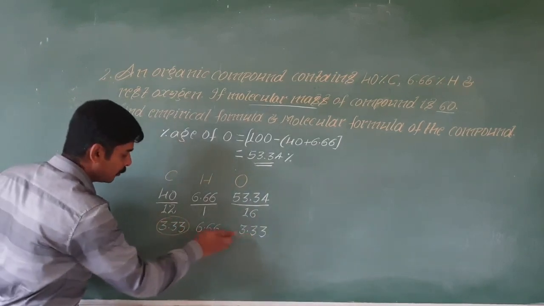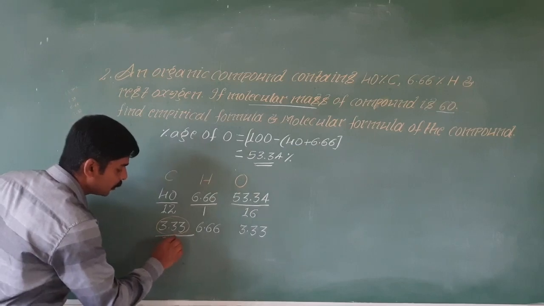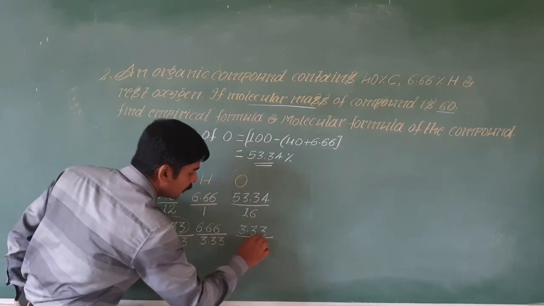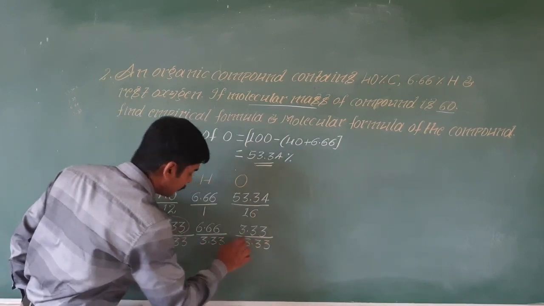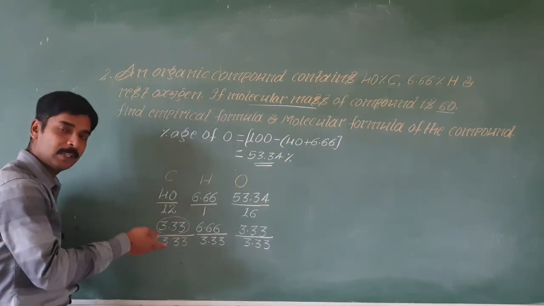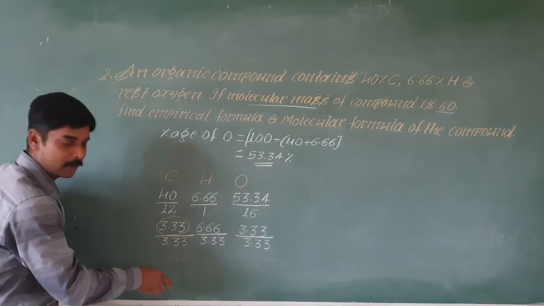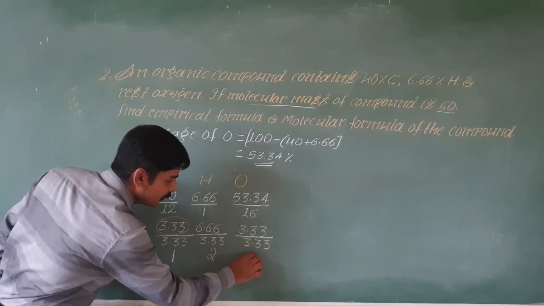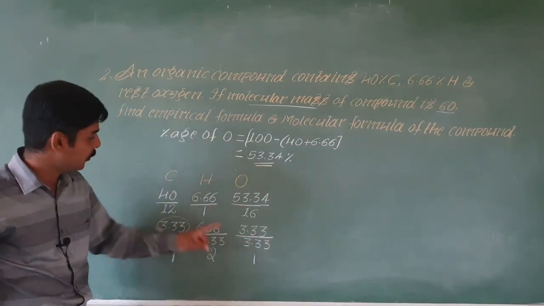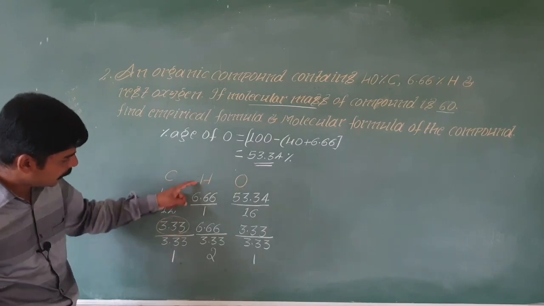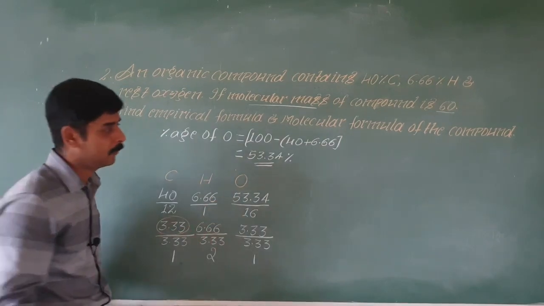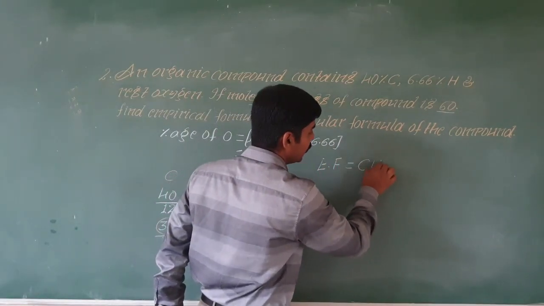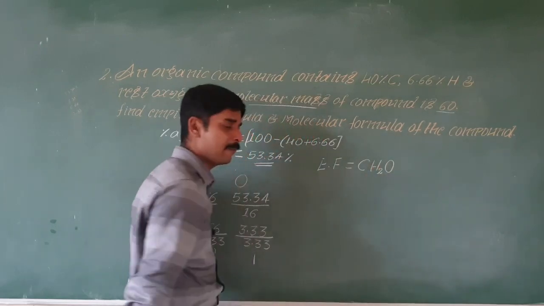Divide all these three by the smallest out of this. So 3.33 by 3.33, 6.66 by 3.33, 3.33 by 3.33. After dividing, you have to round off to the nearest whole number, but in this case 3.33 by 3.33 you will get 1. 6.66 by 3.33 will come around 2, and this is 1. So this is the simplest ratio. Therefore the empirical formula of the compound is C1H2O1. So CH2O is the empirical formula.